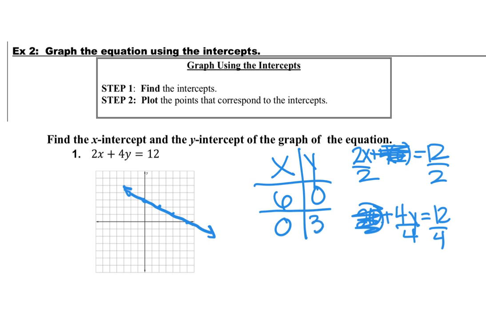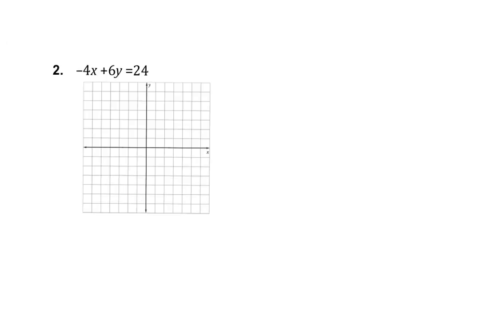So let's plot our 2 points here. I'm going to plot 6, 0, walk over 6, go up 0. And I'm going to plot the 0, 3, and notice how it is on the same graph. We're just using a different method to graph this. So we've used the intercepts to graph versus solving for y. So we're going to graph the rest of these by using the x and the y intercepts.